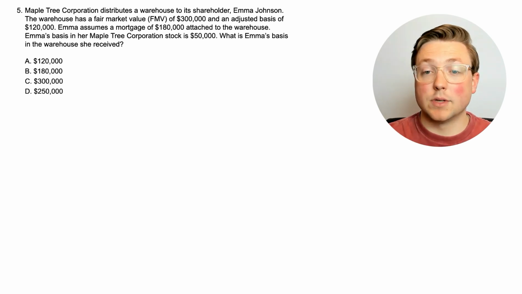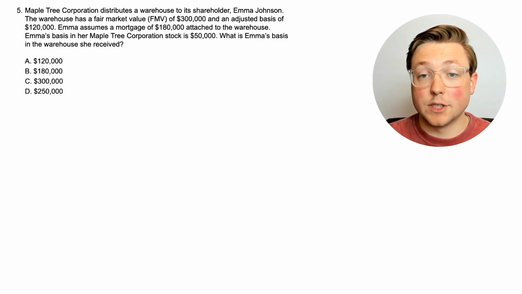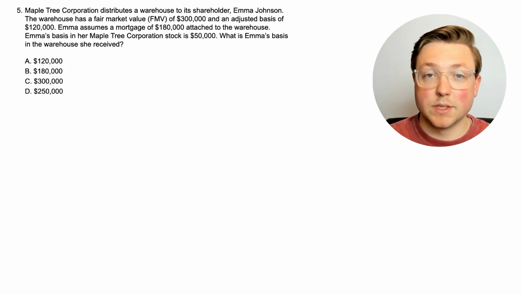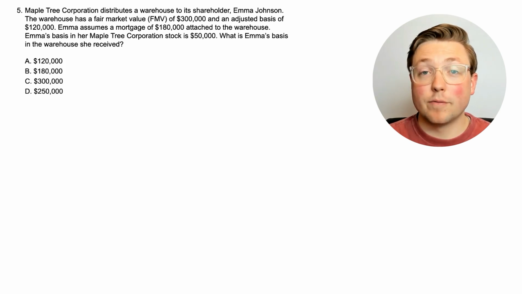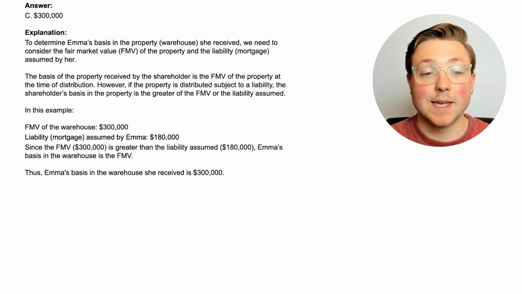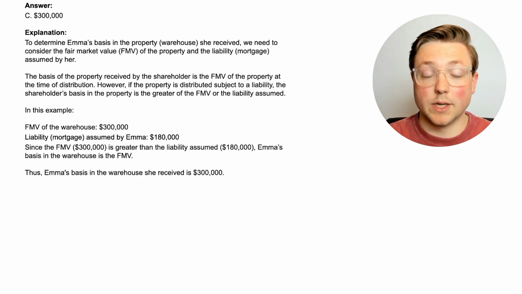Okay, we've talked about the C Corporation's recognized gain. We've talked about how the distribution affects the shareholder as far as income and gains and everything. Now we're talking about what is the basis of the property for the shareholder when they receive it. Now it's pretty easy, pretty straightforward, but you may not know how to do it. So let's go into the answer. Okay, the answer is $300,000. And again, this is quite straightforward in all honesty.